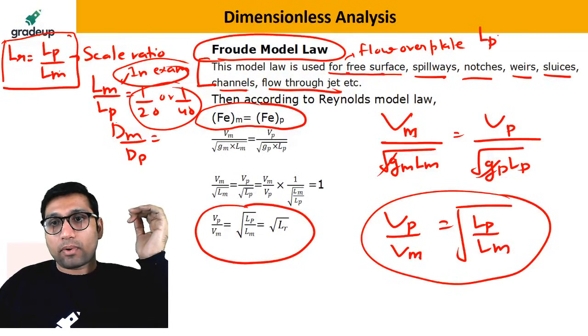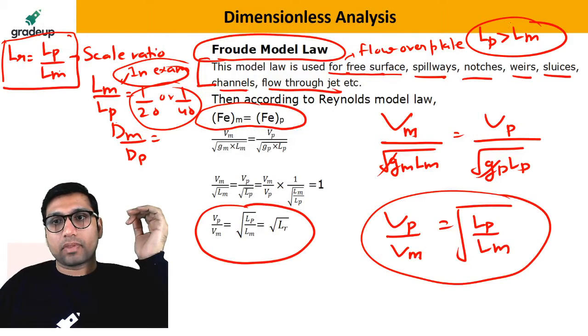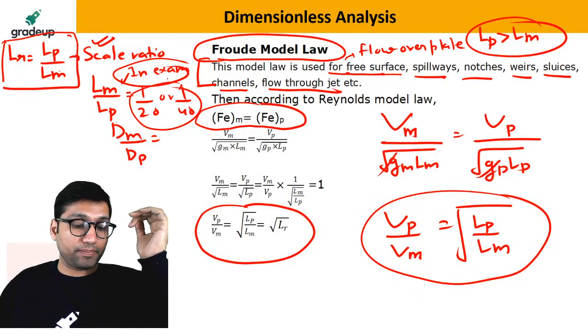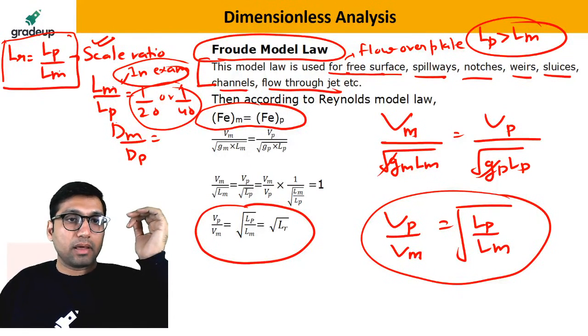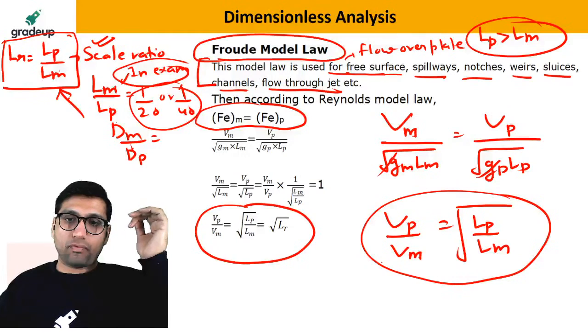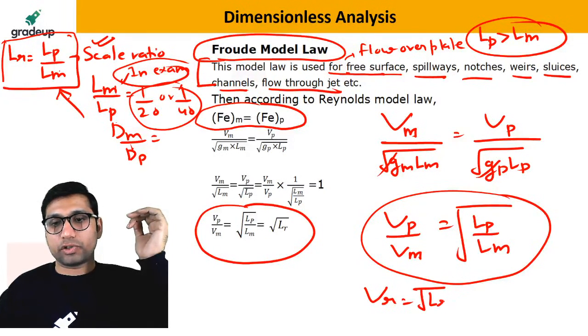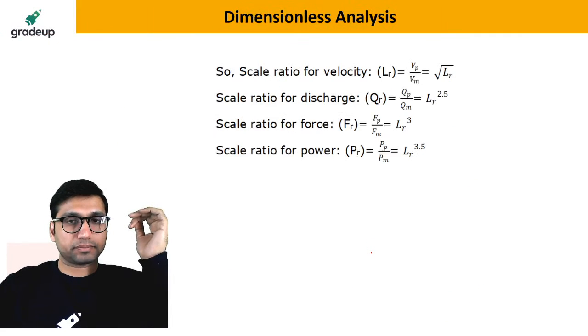Because length of the prototype will always be greater than the model. Always remember that they will give you the scale ratio. Sometimes they give you the opposite scale ratio. They will give you Lm by Lp or Dm by Dp in the exam, so you have to convert that into Lp by Lm. The velocity ratio is equal to root of the length ratio. It is very important.